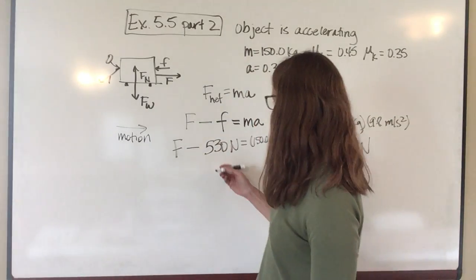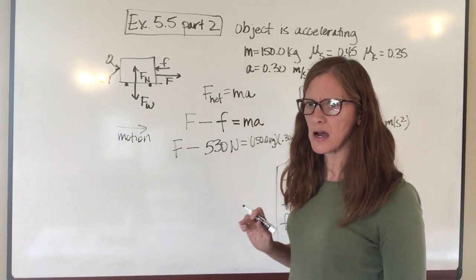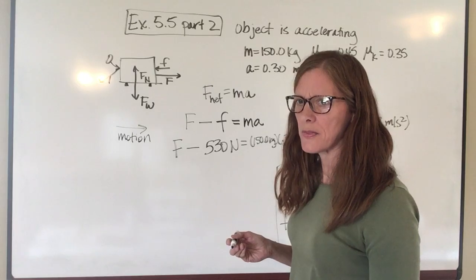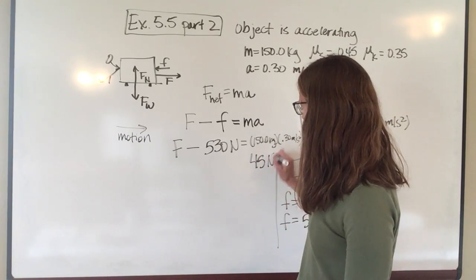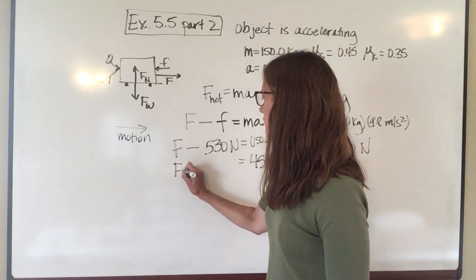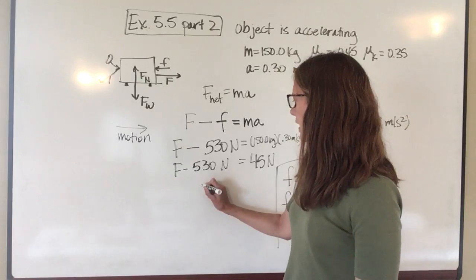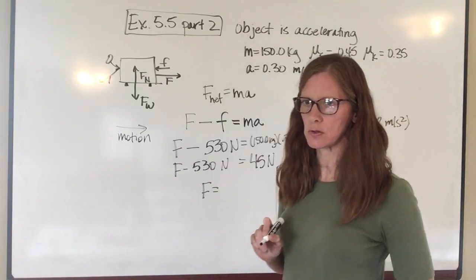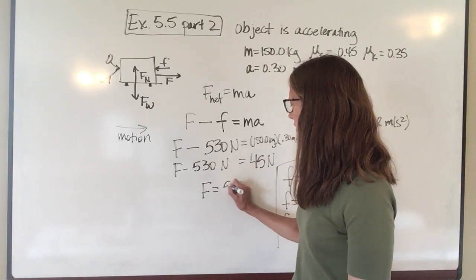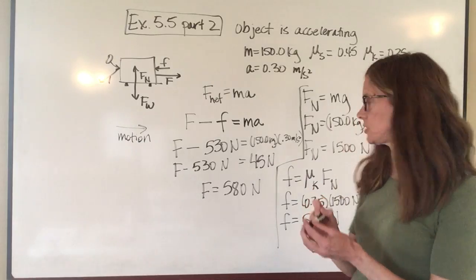So then if I multiply these two together, and then I add the 530 newtons to that, if I take 150 times 0.3, that's going to give me 45 newtons on this side, equals F minus 530 newtons. And then if I add 530 newtons to both sides of the equation, that's going to give me 580 newtons.